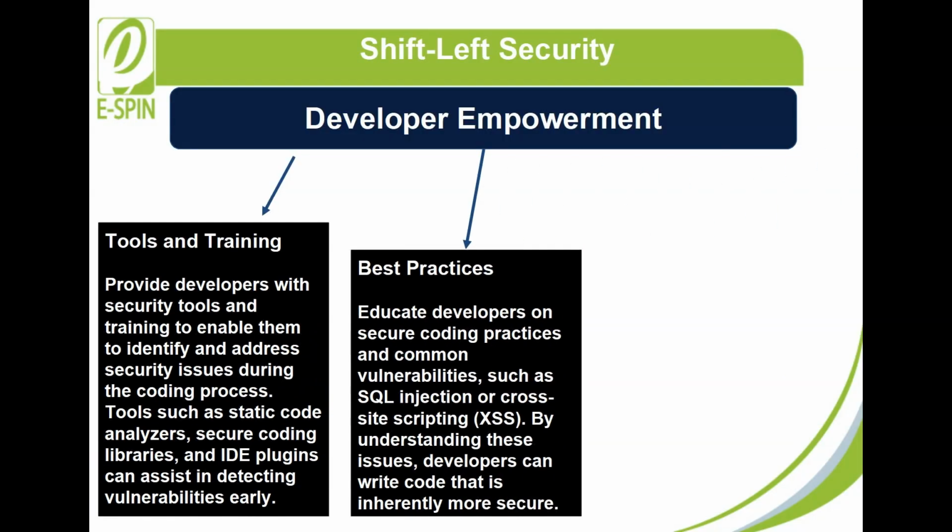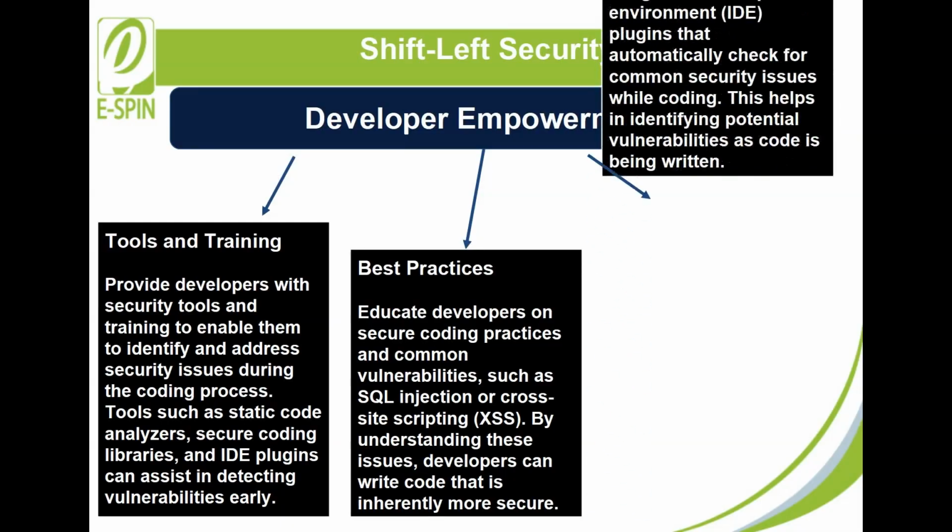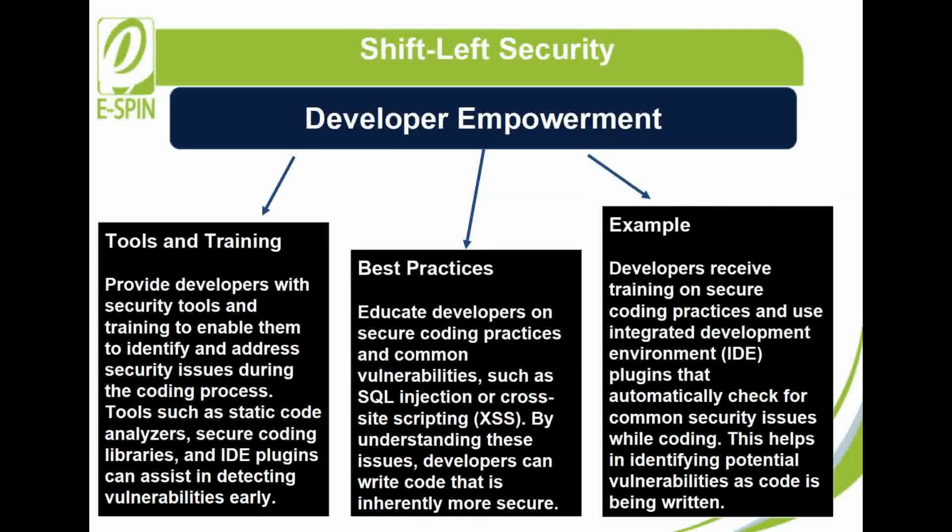Best practices: educate developers on secure coding practices and common vulnerabilities, such as SQL injection or cross-site scripting, XSS. By understanding these issues, developers can write code that is inherently more secure. Example: developers receive training on secure coding practices and use Integrated Development Environment, IDE, plugins that automatically check for common security issues while coding. This helps in identifying potential vulnerabilities as code is being written.